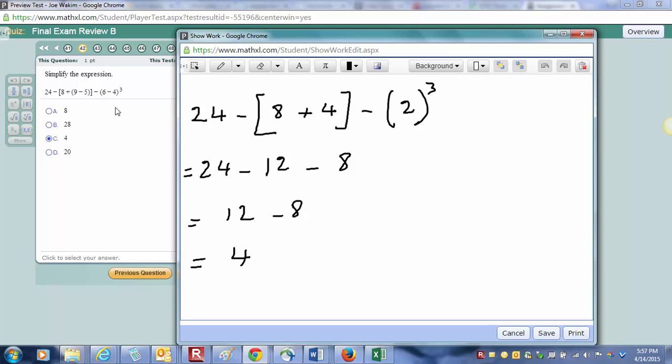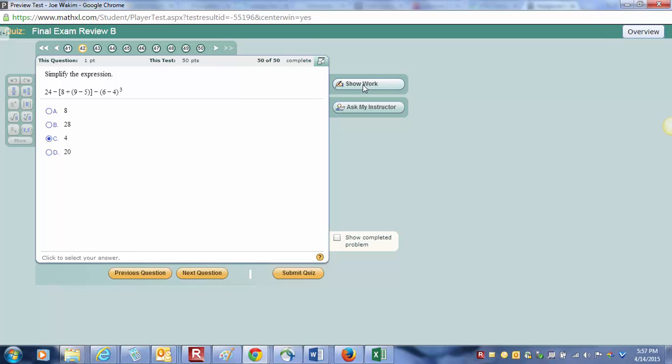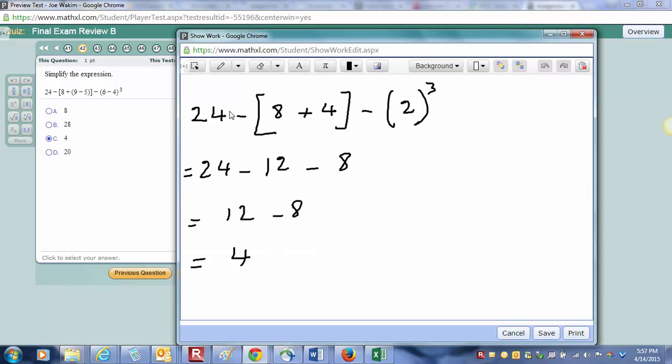Now, as you see, I started by simplifying the parentheses. 9 minus 5 is 4, and 6 minus 4 is 2. So the first step is just simplify the parentheses. The second step, I can add inside the square brackets. 8 plus 4 is 12.